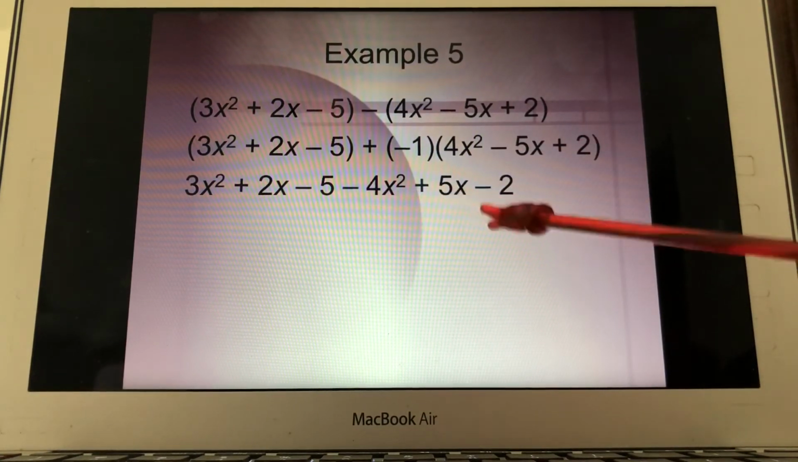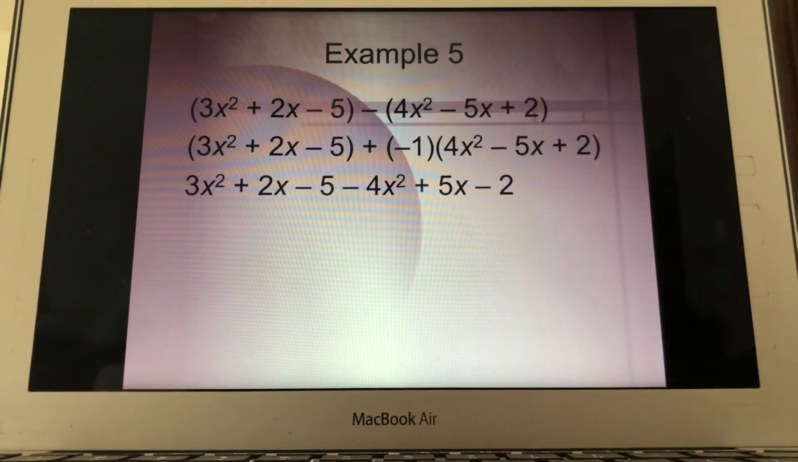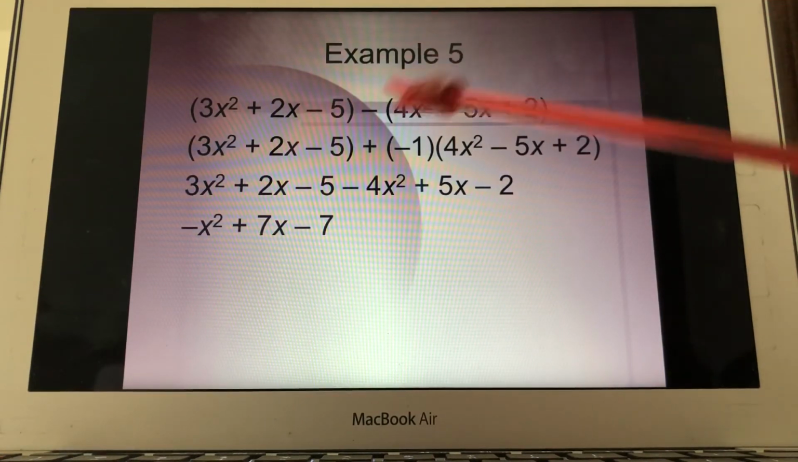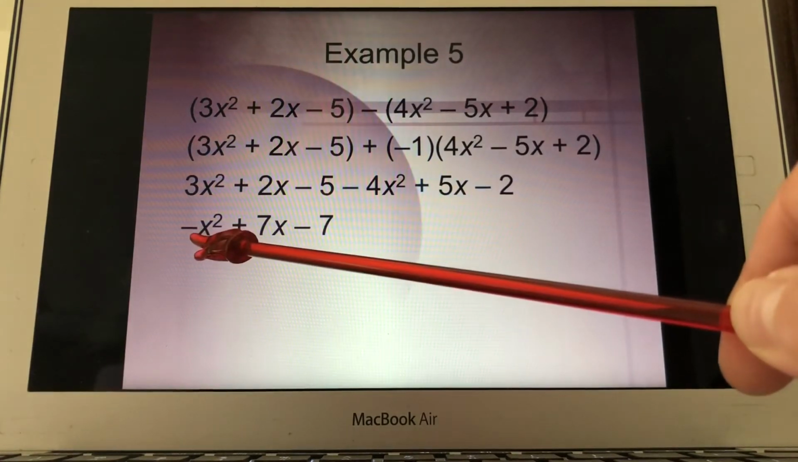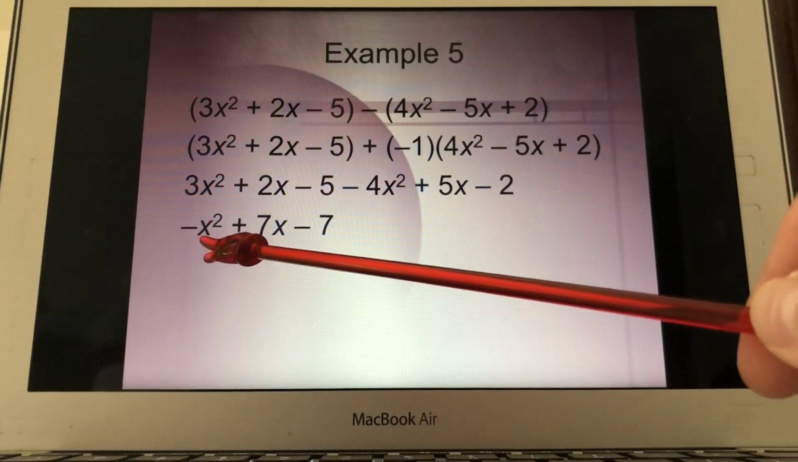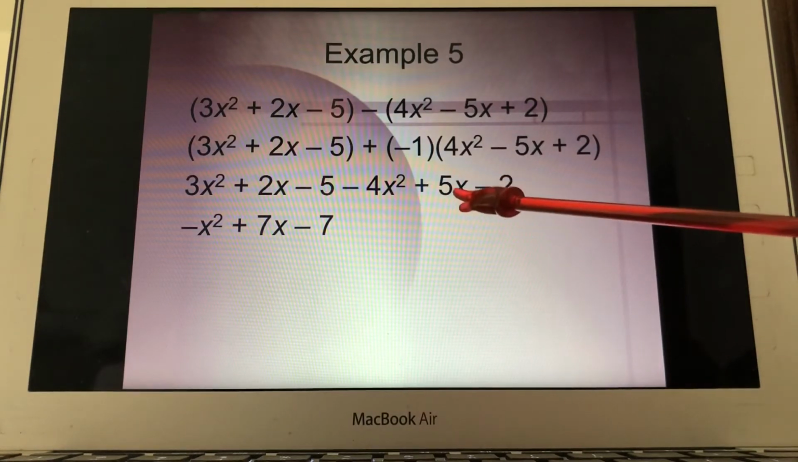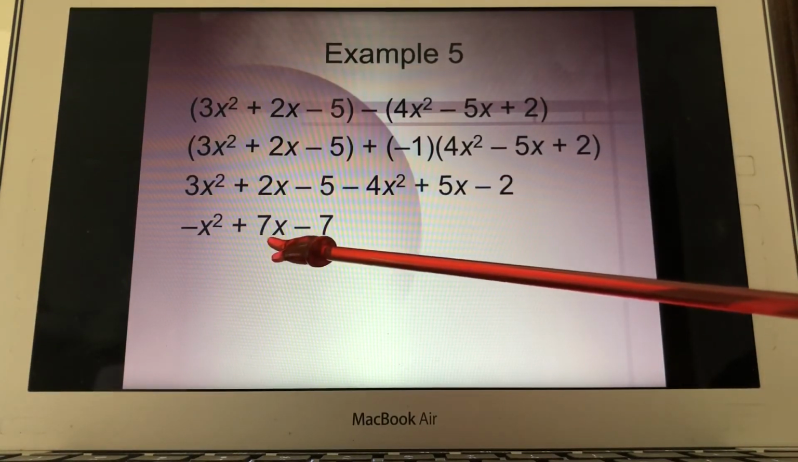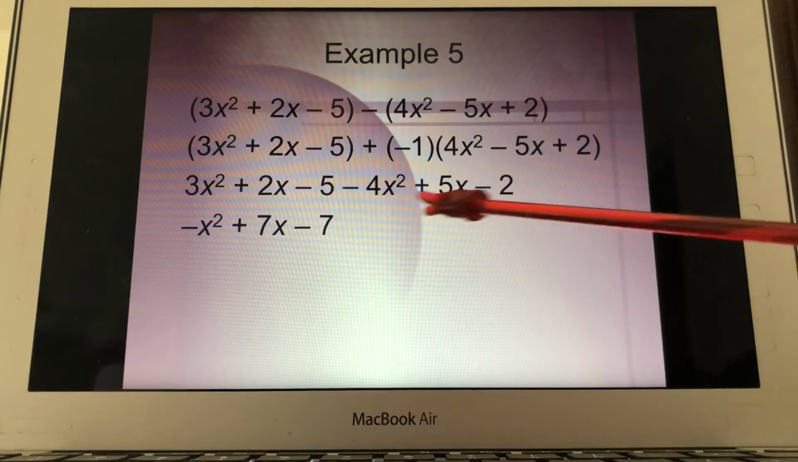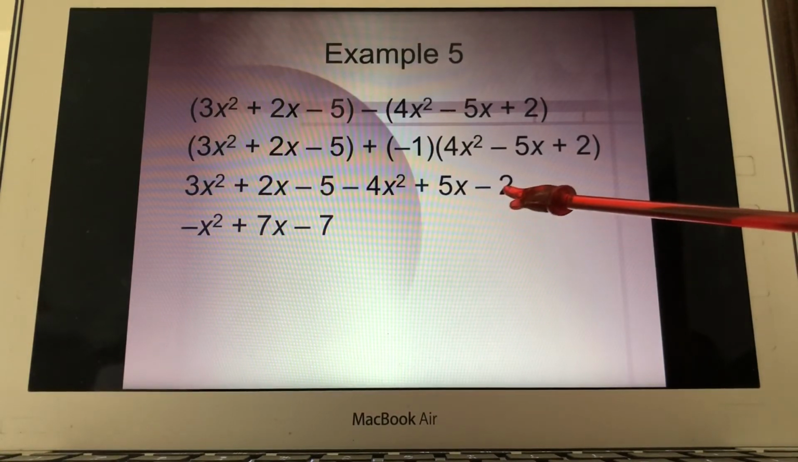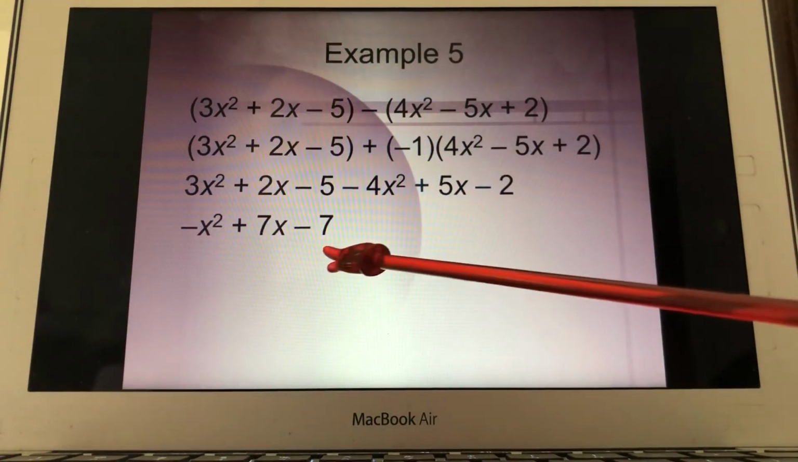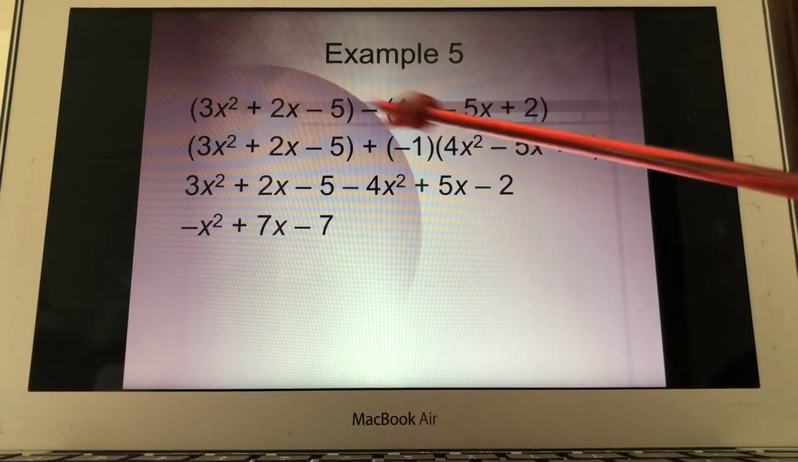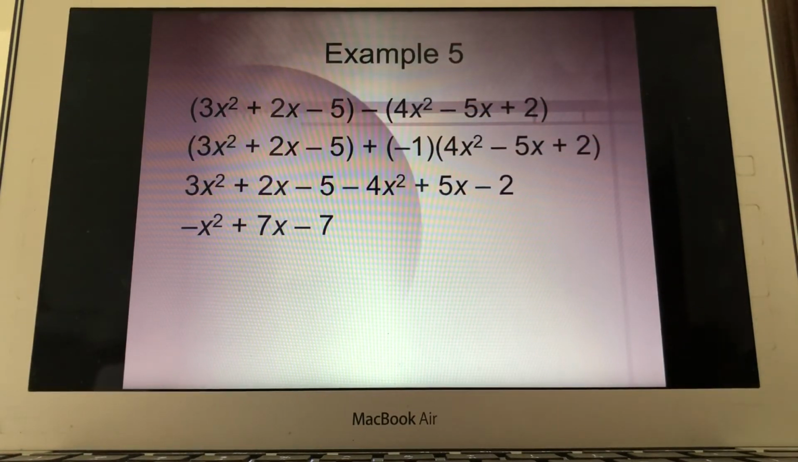Now we can just go ahead and very easily combine our like terms again by adding, okay? 3 minus 4 is going to give us negative 1, or negative x squared. 2x plus 5x is 7x. Negative 5 minus 2 is going to give us negative 7, minus 7. So here is your final answer for simplifying or subtracting these two polynomials.